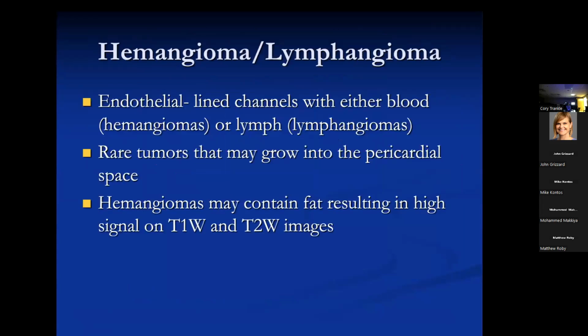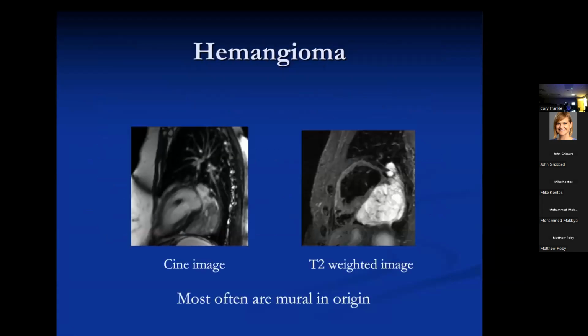Hemangiomas and lymphangiomas are tumors of endothelial structures, and basically the main difference is whether they're filled with blood, in which case they're hemangiomas, or filled with lymph, in which case they're lymphangiomas. They're typically more epicardial lesions. They can be in the wall as well, but they're often external or on the margins of the heart, and they can be kind of bright. The hemangiomas can be a little bright.